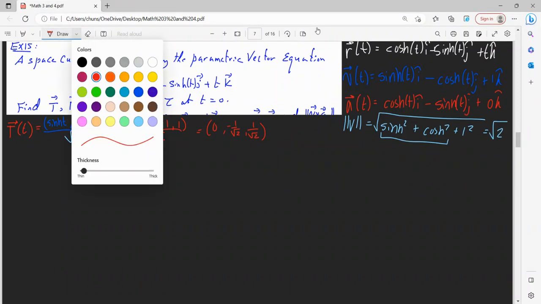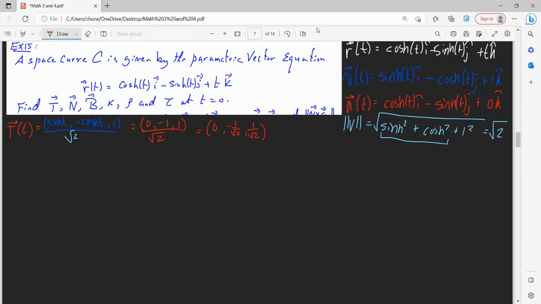Next up is our normal. And we define that by saying b cross t. So I think it's easier to find b first. So let's do that.